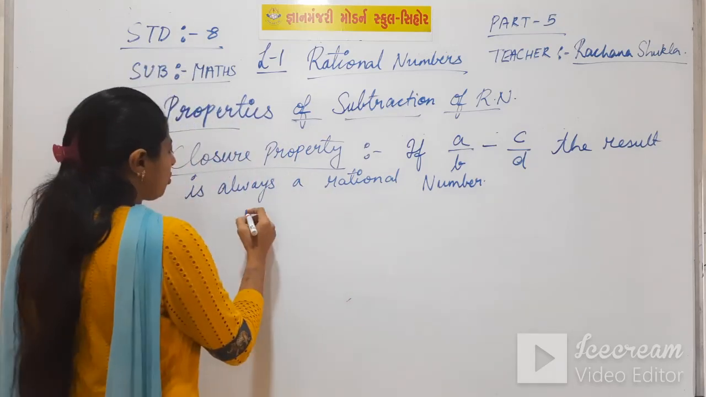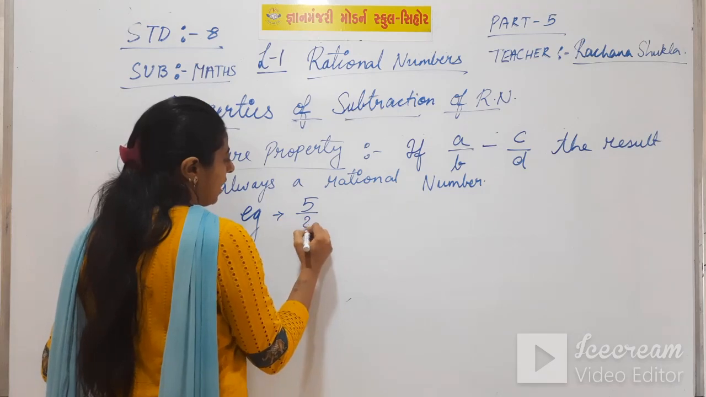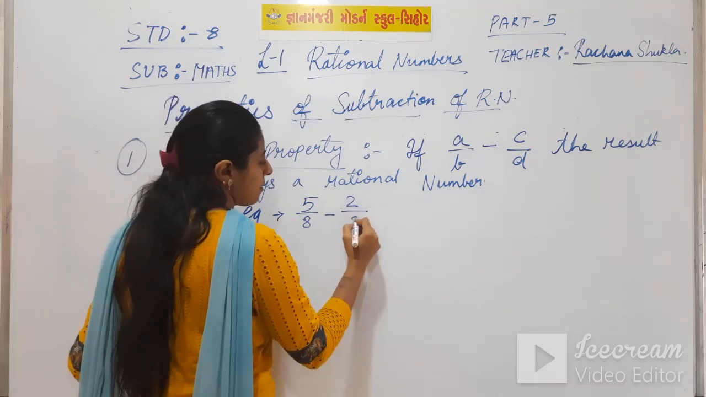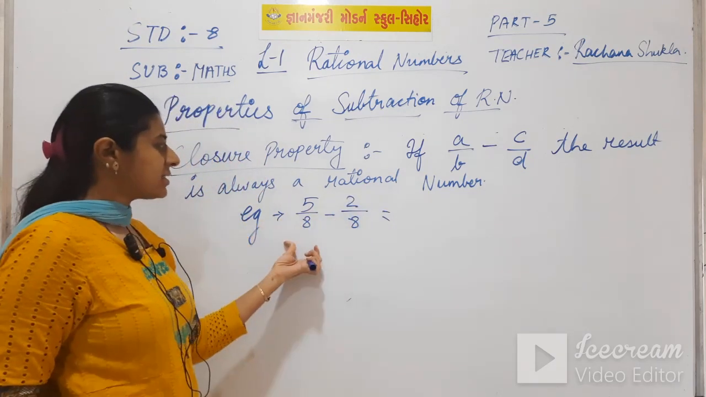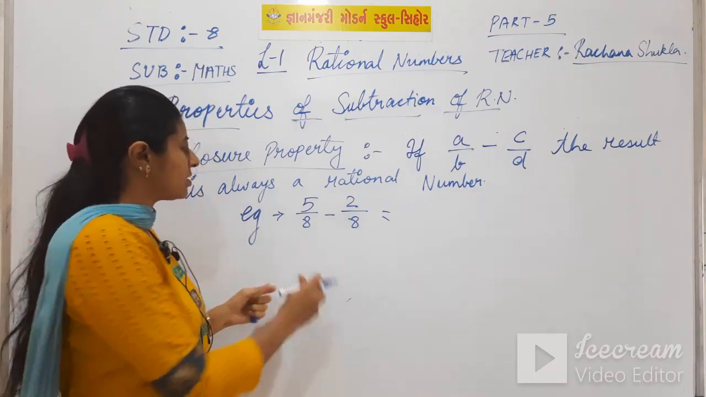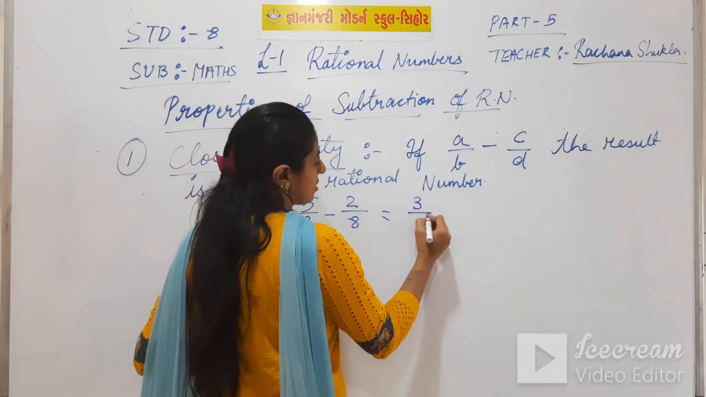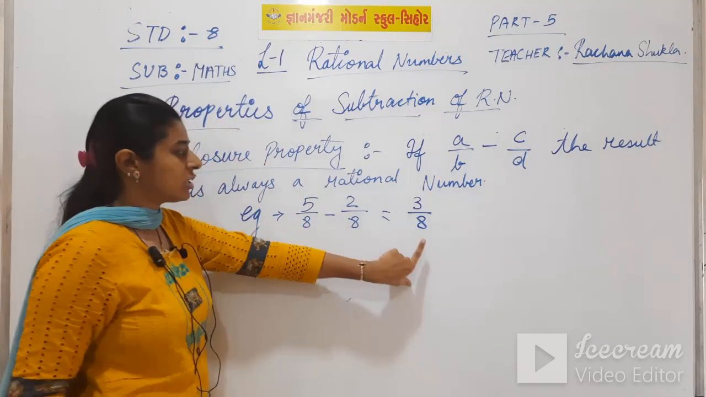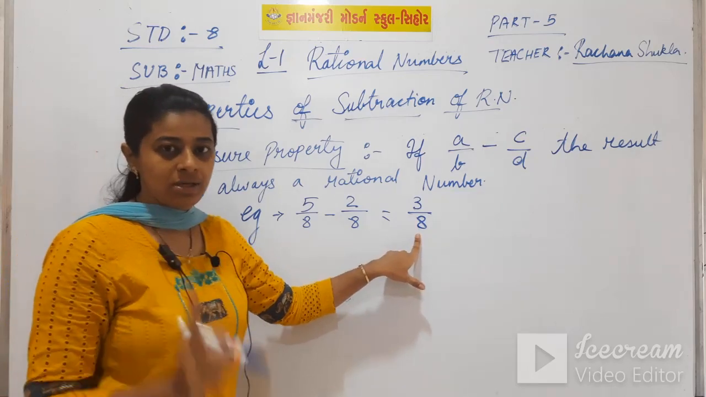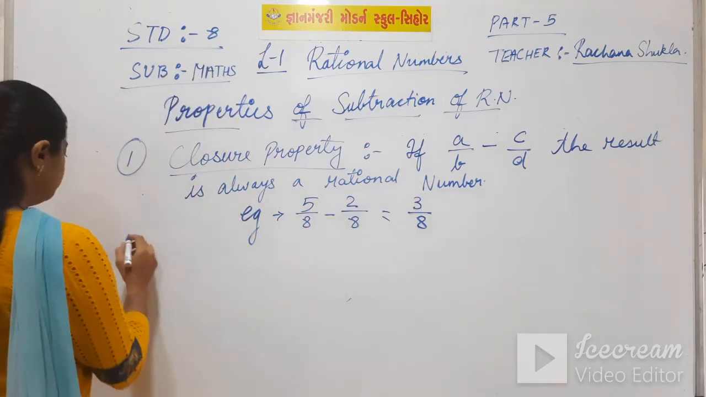See, I will show you one example. Suppose 5 upon 8 minus 2 upon 8. 5 upon 8 is a rational number, students. 2 upon 8 is also a rational number. So if we subtract both these terms, we get the answer 3 upon 8. So 3 upon 8 is a rational number. So this property is proved by the example.